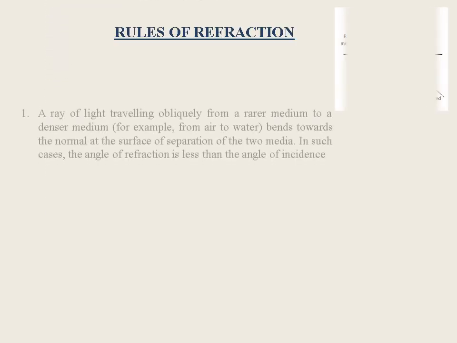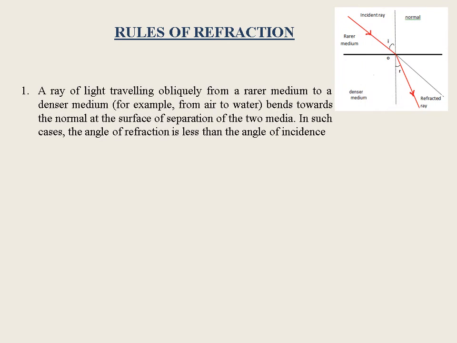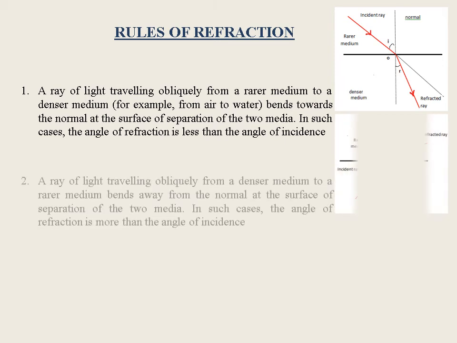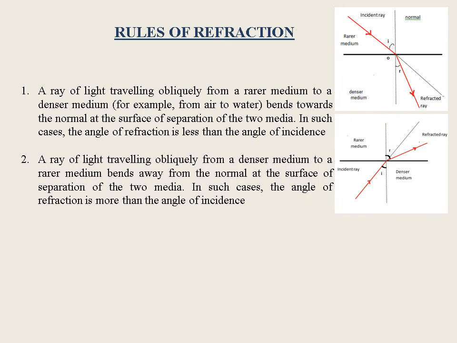Rules of refraction. A ray of light traveling obliquely from a rarer medium to a denser medium, for example from air to water, bends towards the normal at the surface of separation of the two media. In such cases, the angle of refraction is less than the angle of incidence. A ray of light traveling obliquely from a denser medium to a rarer medium bends away from the normal at the surface of separation of the two media. In such cases, the angle of refraction is more than the angle of incidence.